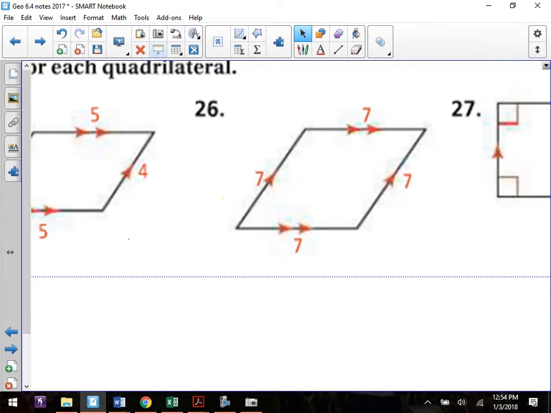What does that one have to be? That's a rhombus. The rhombus. Why is it not a square? Because it doesn't have a right angle. Yeah, exactly. There's no right angles. You can't see it's a square.